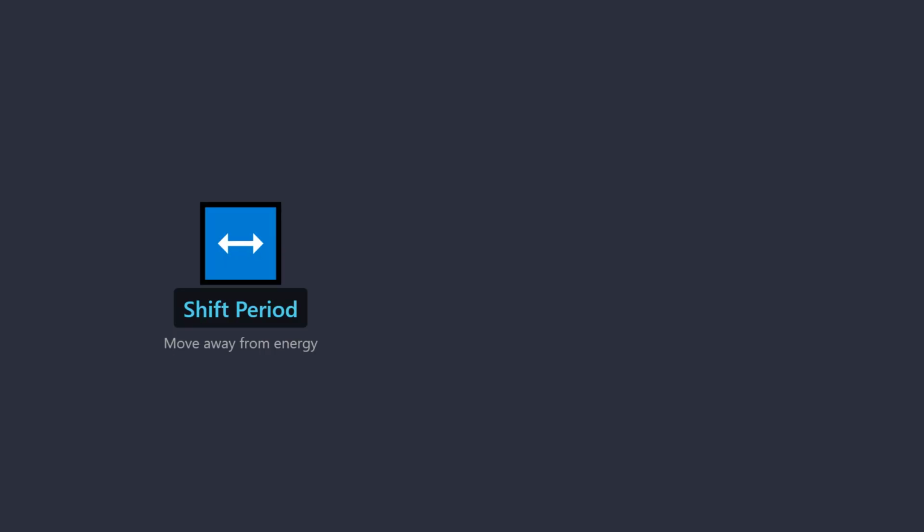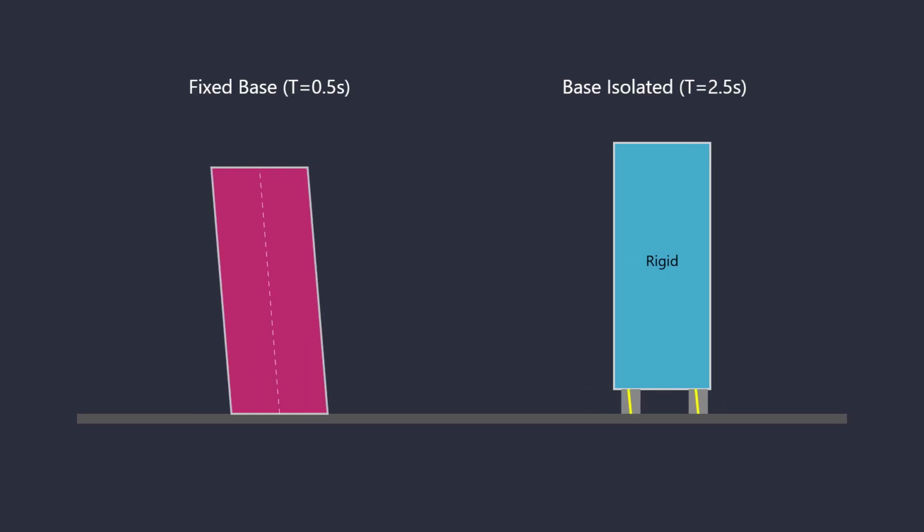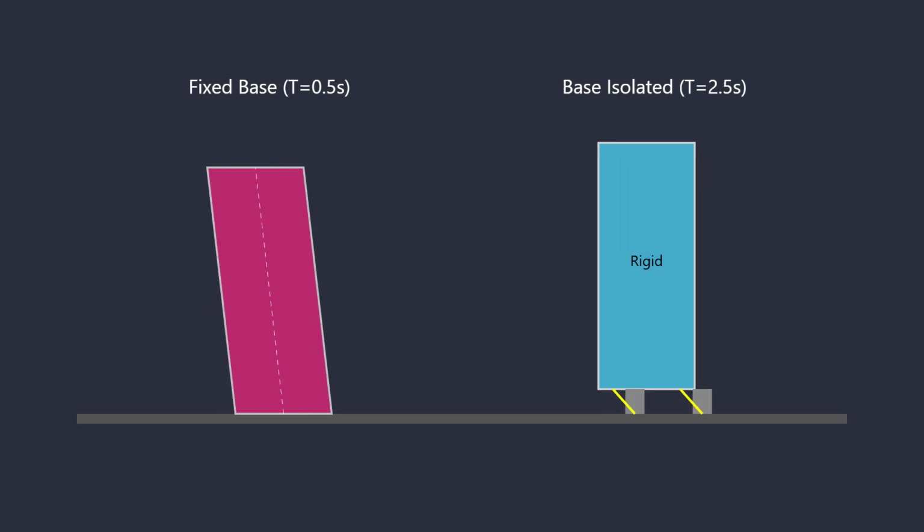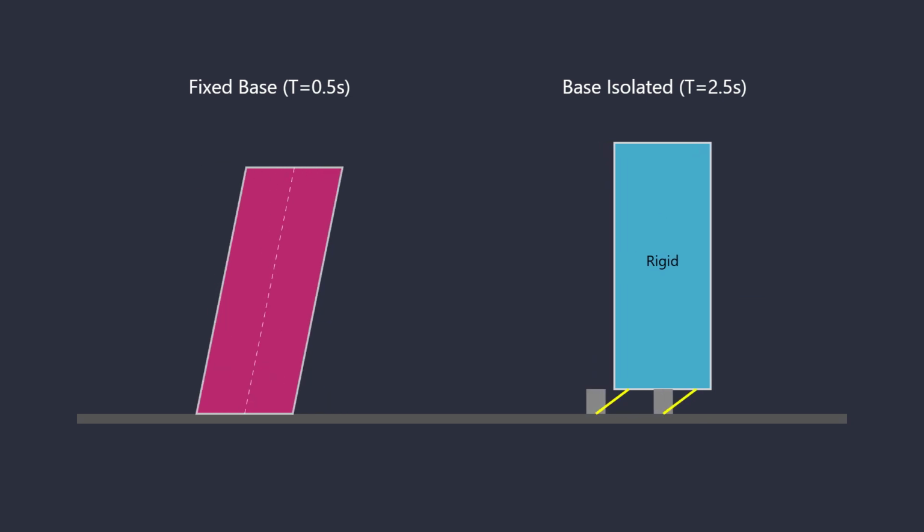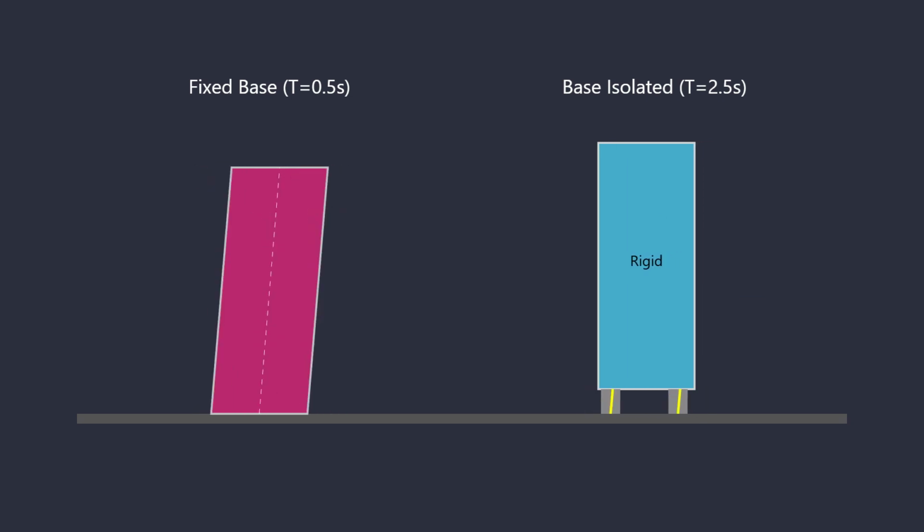The first strategy is shifting the structure's period away from the high-energy range of the earthquake spectrum. The second strategy is dissipating the input energy before it accumulates as damaging strain. Base isolation physically decouples the superstructure from the foundation, fundamentally altering the structure's dynamic response.